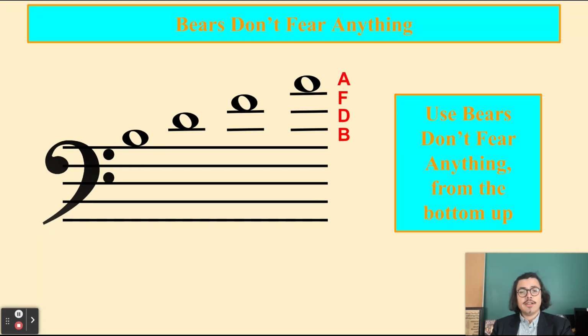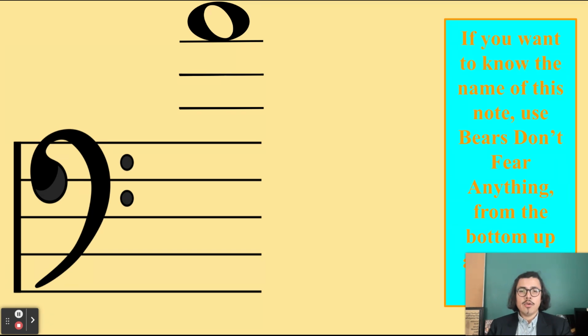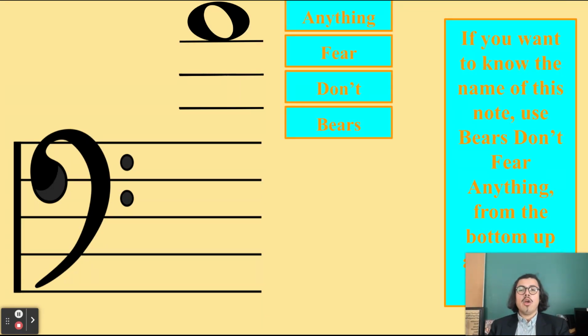So let's give it a try. If I want to know the name of this note, I'm going to say the phrase, bears don't fear anything, and I'm going to stop as soon as I reach the note. All right, this is all a mental thing. Let's go. Bears don't fear anything. Okay, since I got to the end of the phrase, which is anything, and anything starts with A, therefore the note is an A.